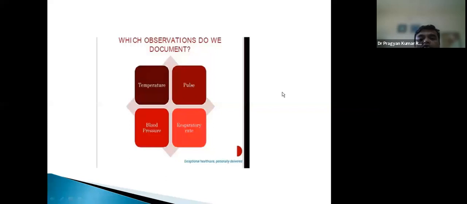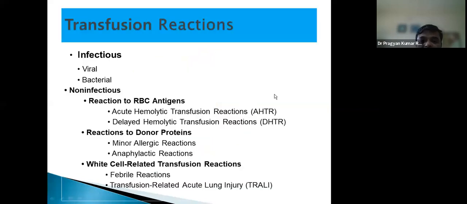So what do we observe before blood transfusion? We observe temperature, pulse, blood pressure and respiratory rate, because if there is any reaction, there will be strong changes in these 4 parameters. Unless we have a pre-transfusion checklist of temperature, pulse, BP and respiratory rate, it is difficult to assess if there is a reaction or not.